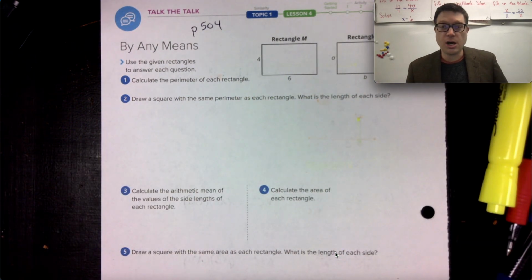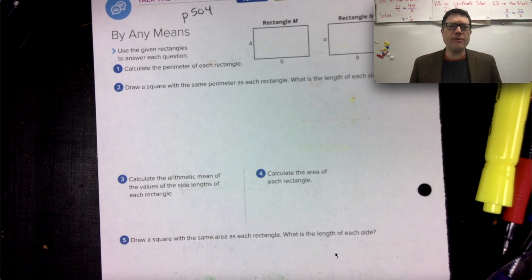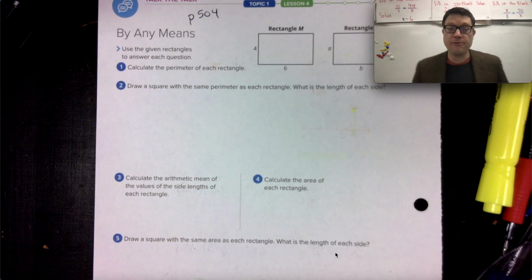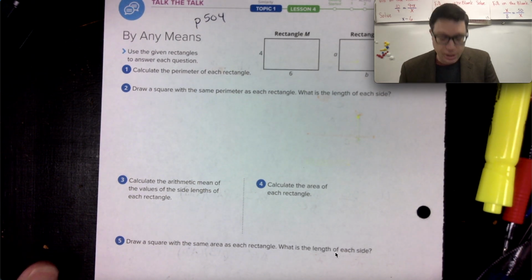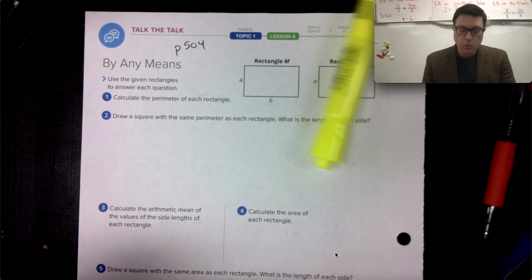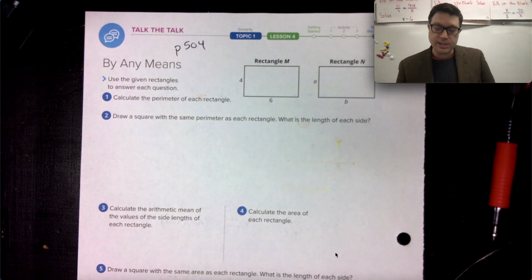This is the talk for lesson 4. Use the given rectangles to answer each question. First of all, calculate the perimeter of each rectangle. So in the first one, perimeter is adding up all of the sides.